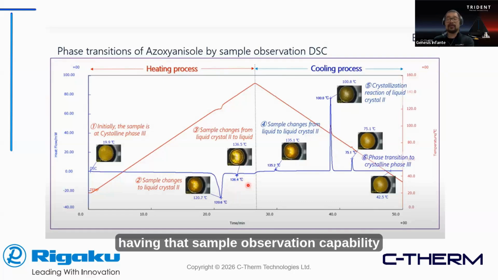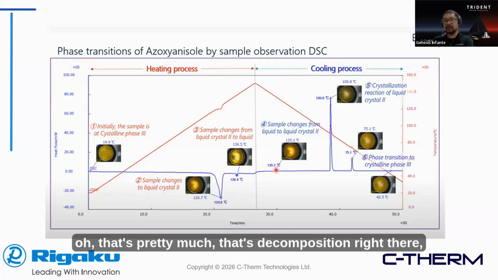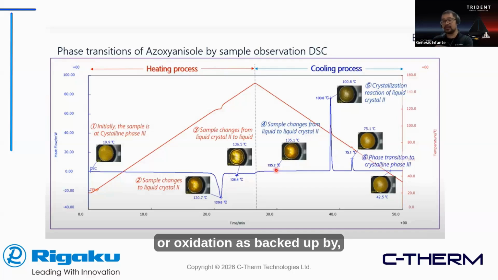Having that sample observation capability really completes the story altogether and gives you extra assurance that, yes, this is what's happening with my material. It's not a complete melt, but more of a transitional melt. Or if there's a baseline drift, that's decomposition right there, or oxidation, as backed up by color change in the material.